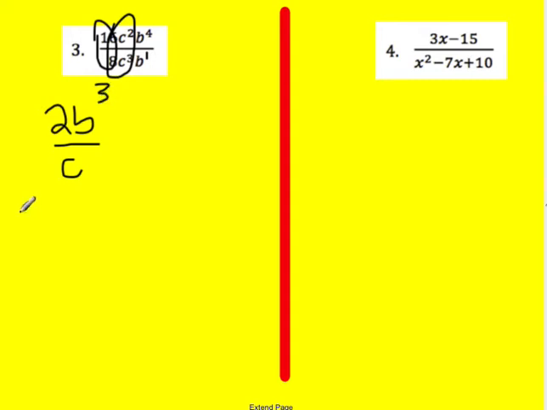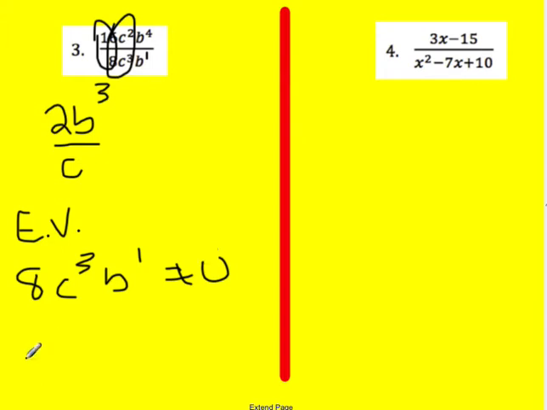So now we need to go ahead and get our excluded value. So for our excluded value, we know that 8c cubed b to the 1st cannot be equal to 0. Well, when you have a monomial, which is a bunch of terms being multiplied together, each of those letters, no matter what exponent they're being raised to, cannot be equal to 0. So here, c cannot be equal to 0, and b cannot be equal to 0.